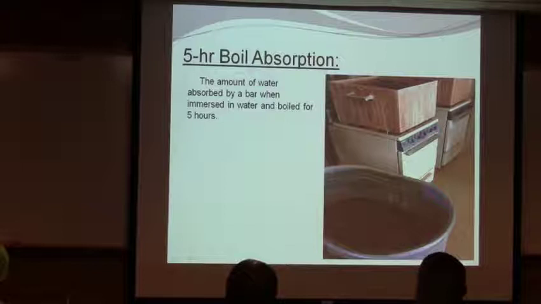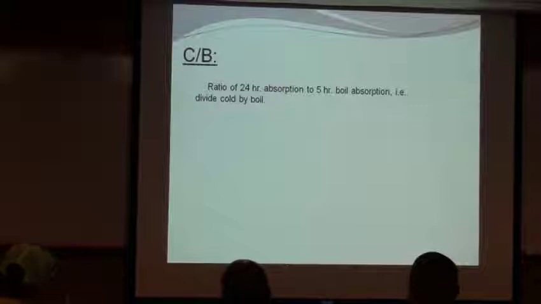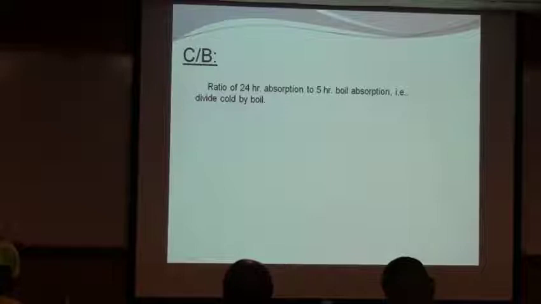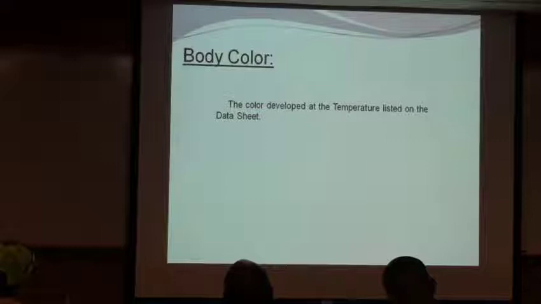The C over B is whatever number you had for your 24-hour absorption divided by the number you have for your 5-hour boil absorption. That's like an ASTM test thing, and it gives you a ratio of your cold to boil. The body color, some of these are kind of self-explanatory now.